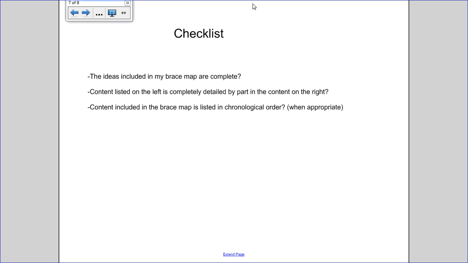Did you list it in chronological order? Now, obviously, that's one where when it's appropriate. You know, if it's a story, yeah, you're going to want that in chronological order. If you're planning, you're doing outlining for paper, yeah, you will want that to be in order. The bicycle, no, that's not something that would have been in order. That was an opportunity or an example that was not an appropriate usage of the chronological order.